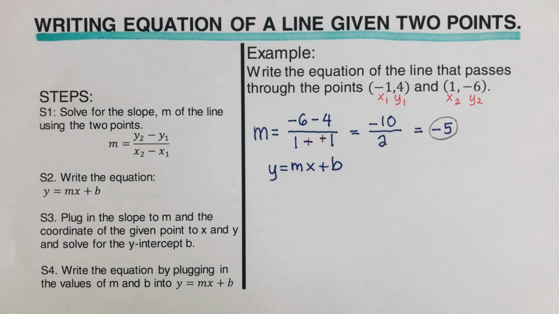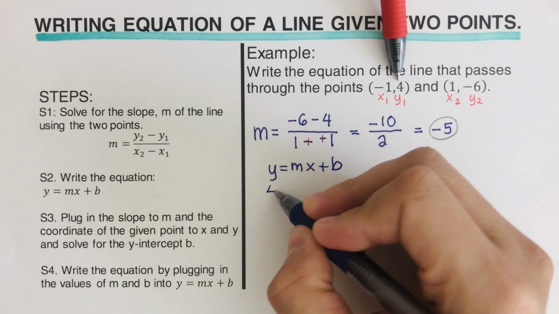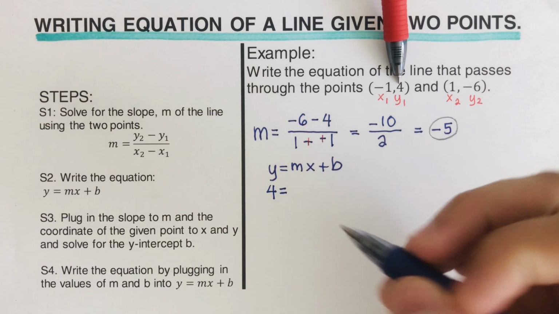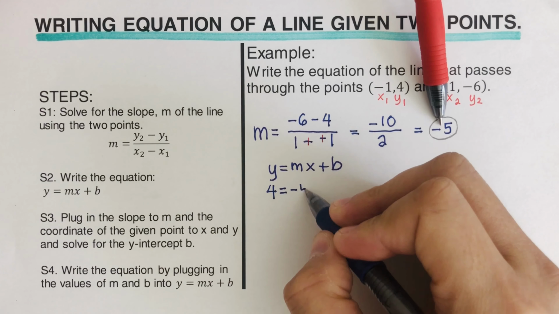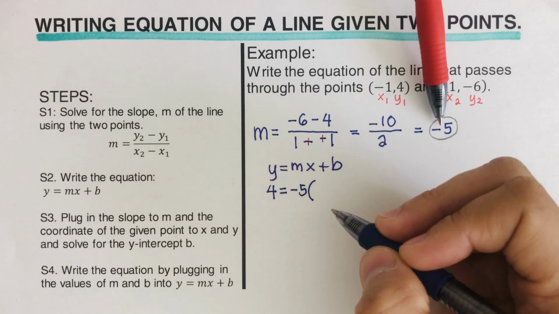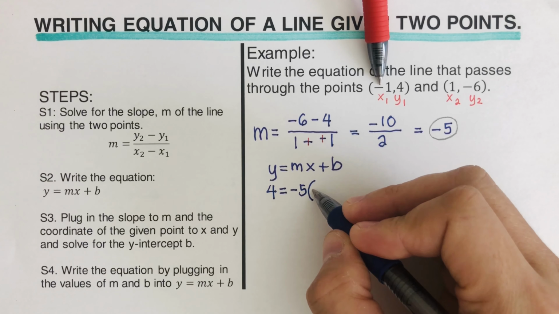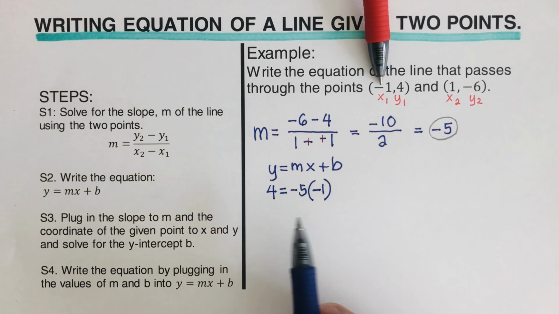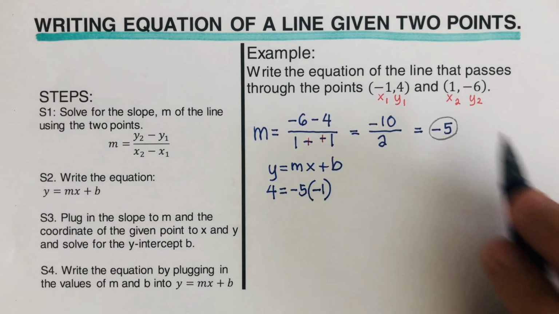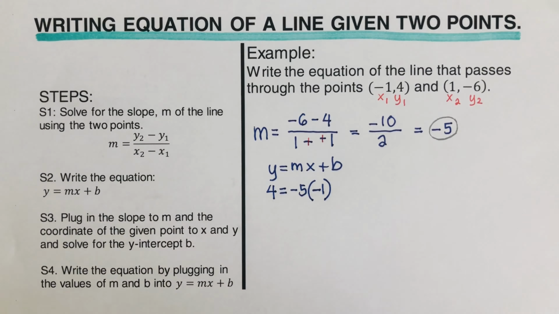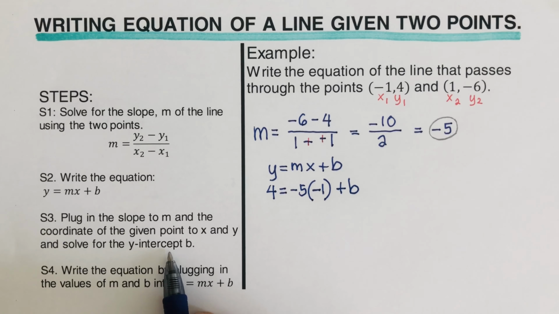So our y for this point right here would be 4, so I'm going to plug in 4 here, equals the m that we just solved, which is -5, so I'm going to write -5, and then the x on the first coordinate that we have is -1. So I'm going to put -1 here. Again, it doesn't matter, the answer would still be the same. You can use the other point right here, but we're using the first one. So that's plus b. And then remember that it's the b that we're solving for.